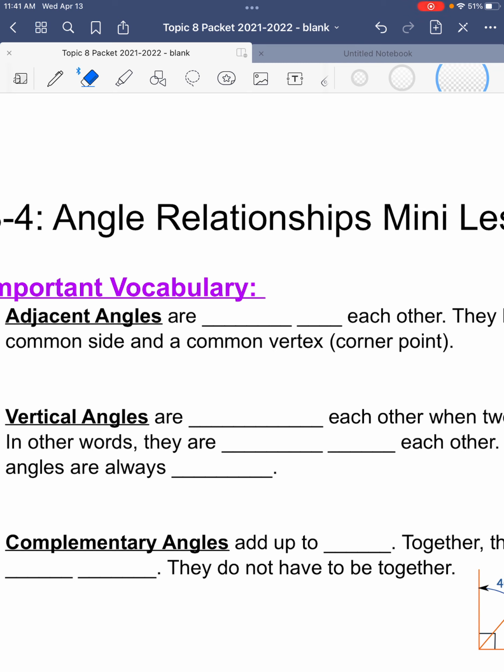Starting with adjacent angles. Adjacent angles are next to each other. They share a common side and a common vertex. And a vertex is simply a corner point. So they have a corner point that is in common.